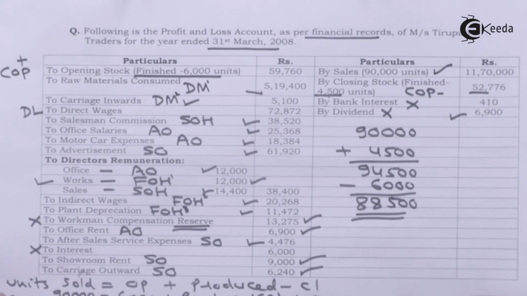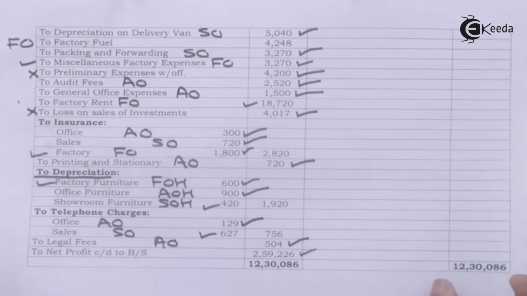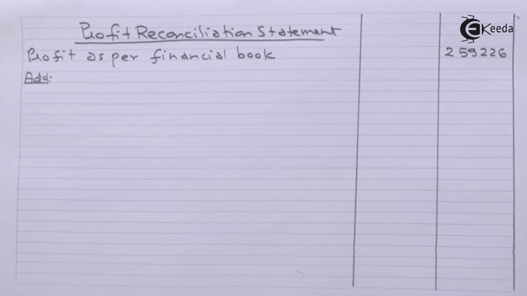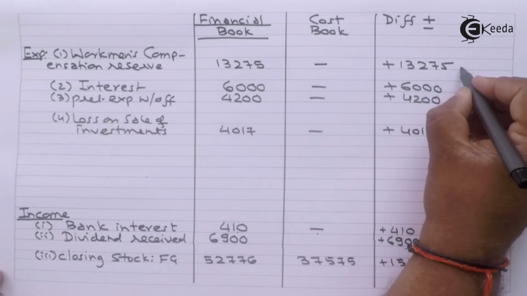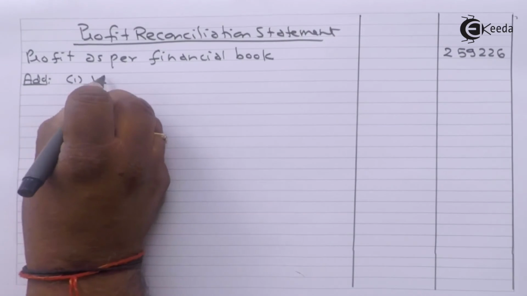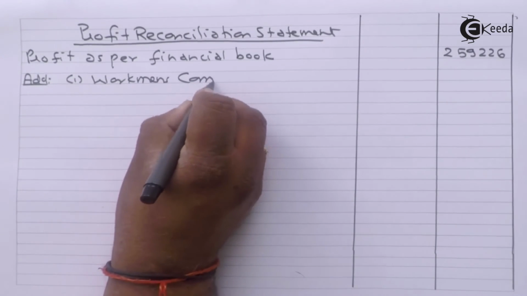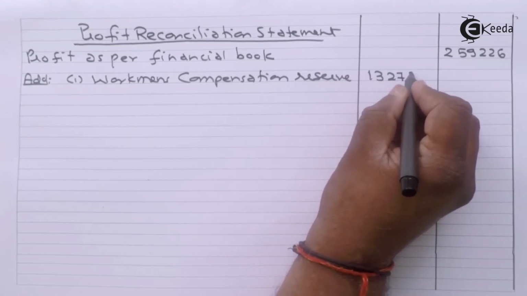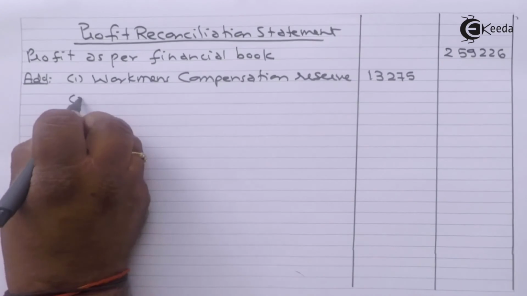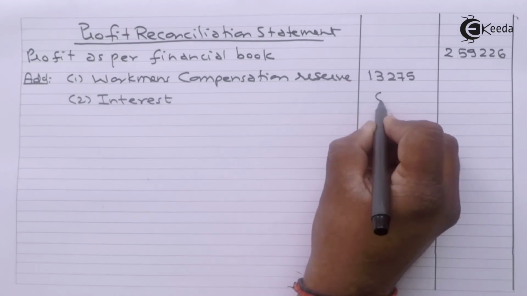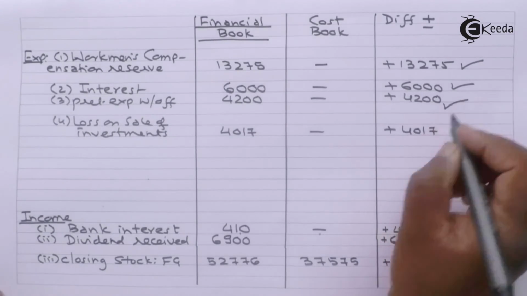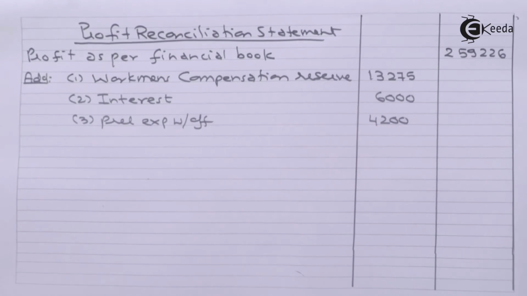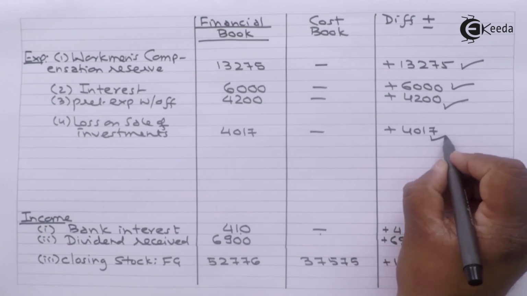Profit as per financial book 2,59,226. So working notes will be adding the items. Workmen's compensation reserve 13,275. Interest 6,000. Preliminary expenses written off 4,200. Loss on sale of investment 4,017.